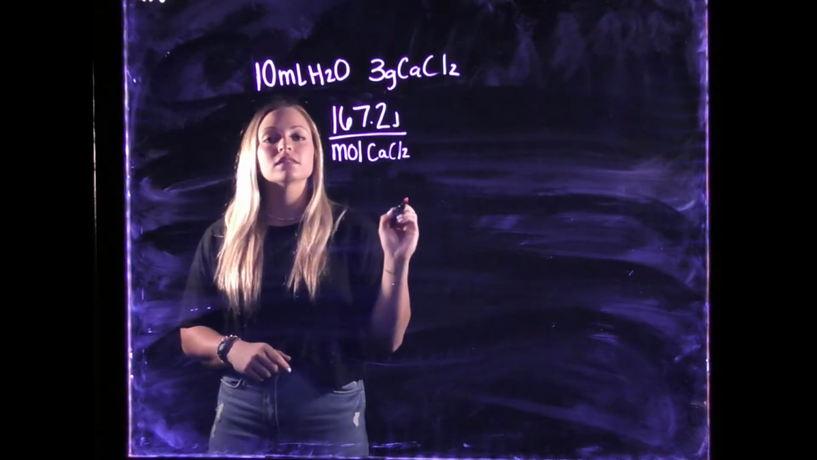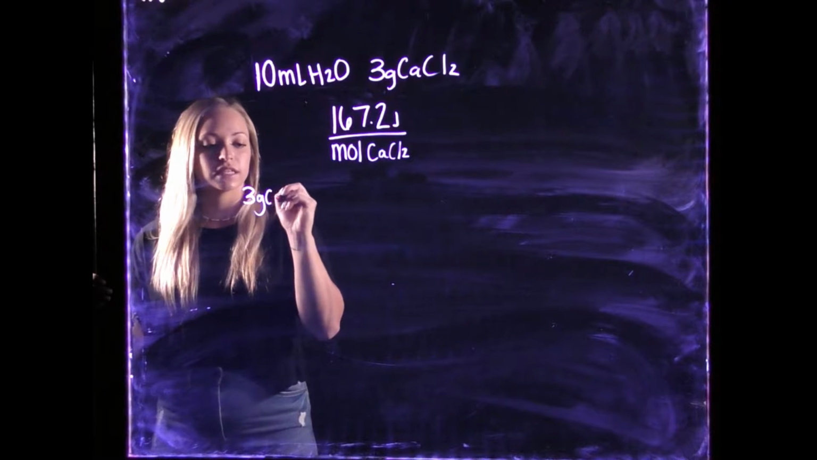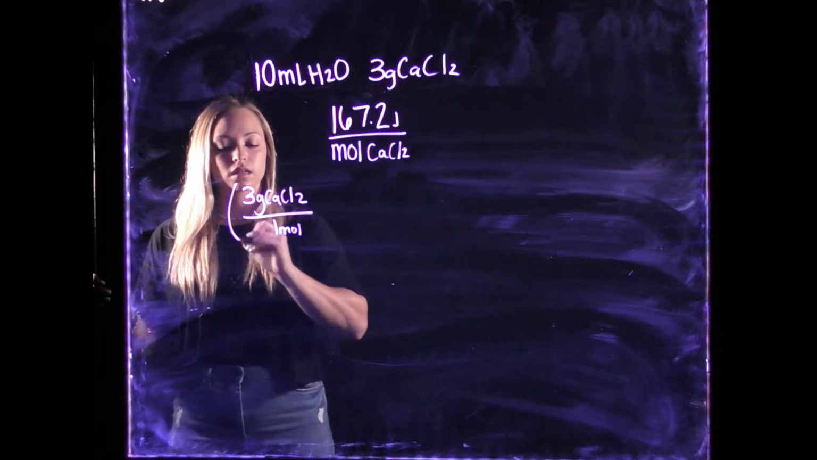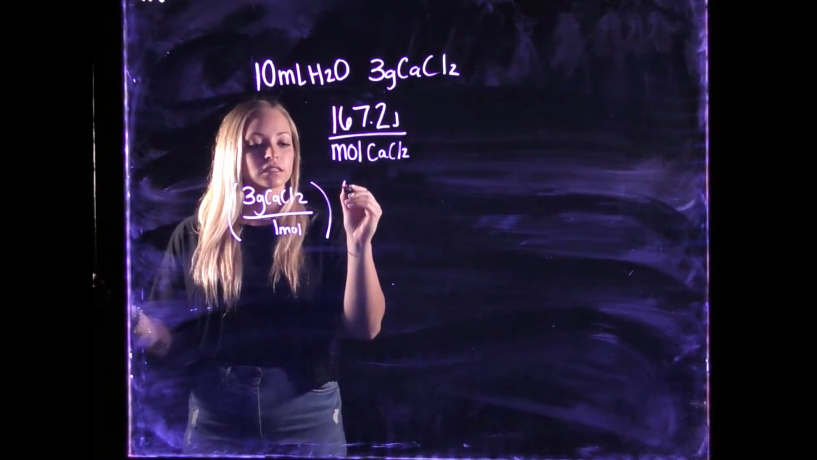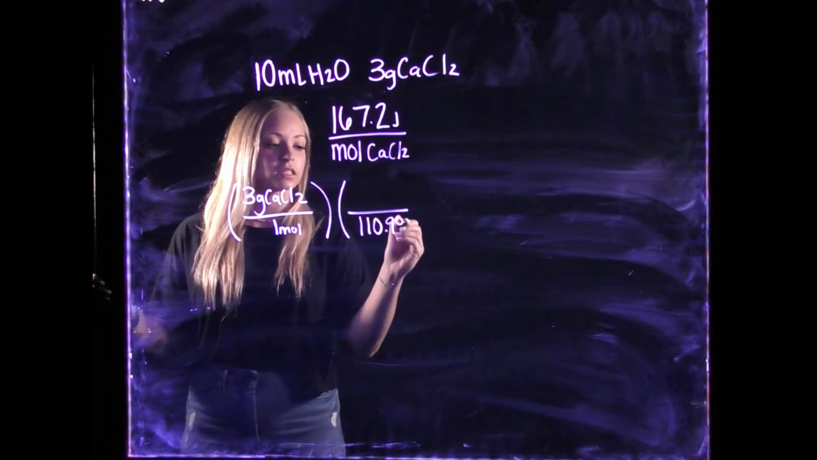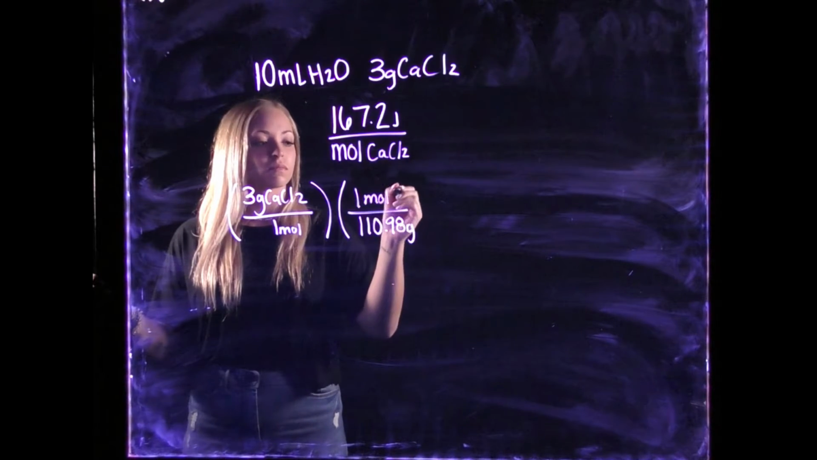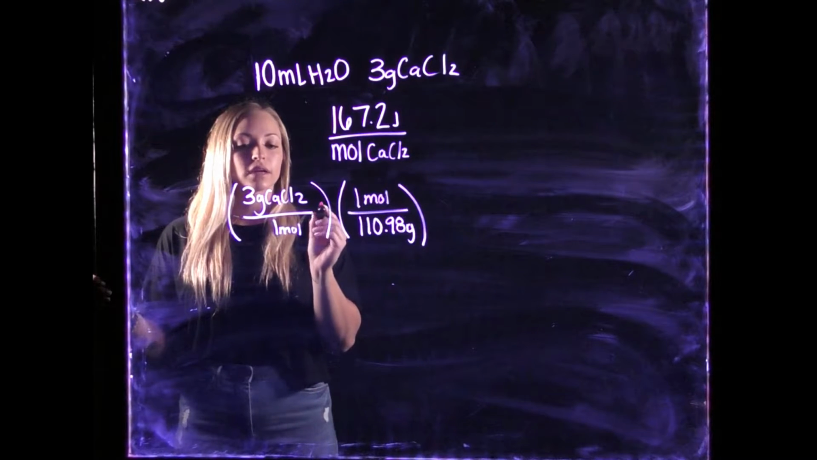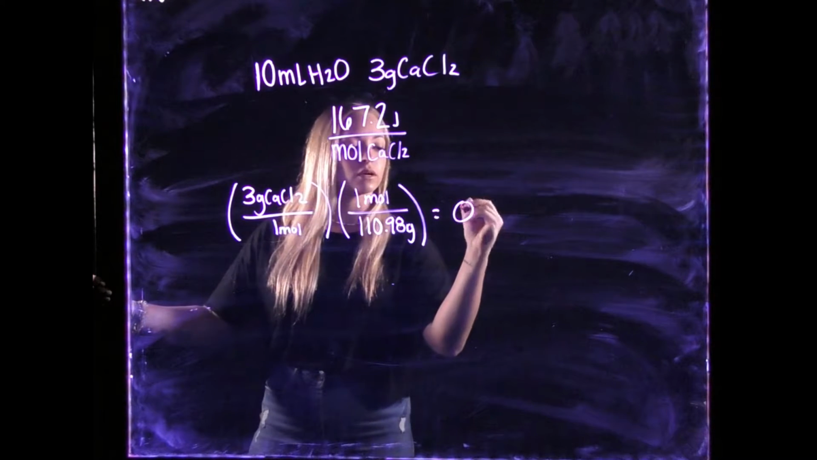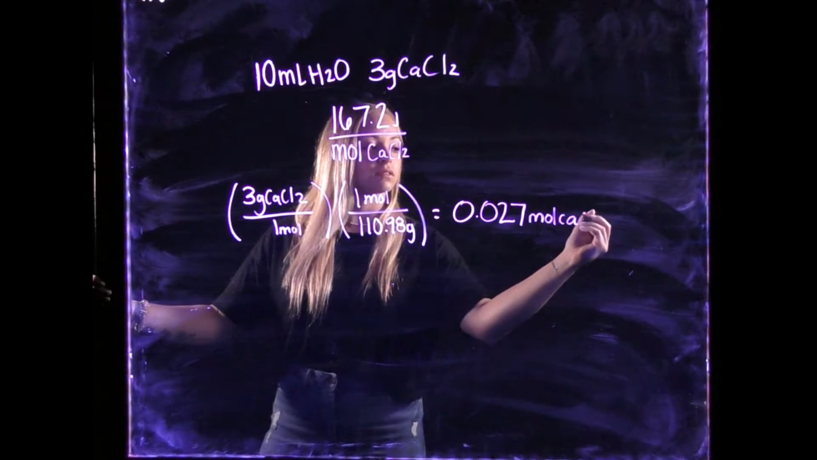After solving for Q, our next step is to divide by moles of calcium chloride. So we're given grams of calcium chloride, so we have to convert the grams to moles. So we're given 3 grams CaCl2 over 1 mole. And we're going to take the molar mass of calcium chloride, which is 110.98 grams per 1 mole. So now we're going to divide 3 grams by 110.98 grams. And that leaves us with 0.027 moles of CaCl2.